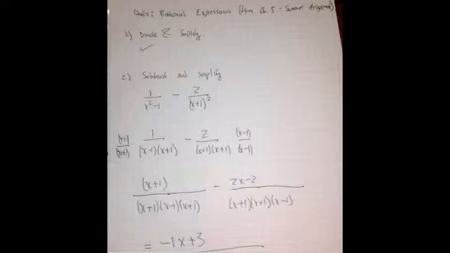So on the left side, we multiply x plus 1 over x plus 1. Right side, we multiply by x minus 1 over x minus 1. So then we get x plus 1 over x plus 1 times x minus 1 times x plus 1 minus 2x minus 2 over x plus 1 times x plus 1 times x minus 1. So our answer is negative 1x plus 3 over x plus 1 times x plus 1 times x minus 1.